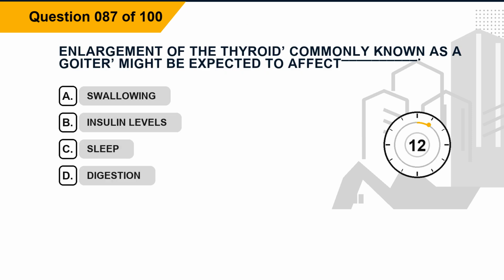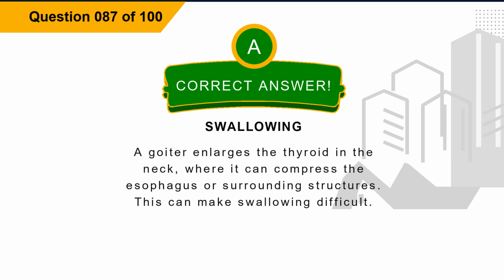Question 87. Enlargement of the thyroid, commonly known as a goiter, might be expected to affect blank. Option A, swallowing. Option B, insulin levels. Option C, sleep. Option D, digestion. The correct answer is option A, swallowing.